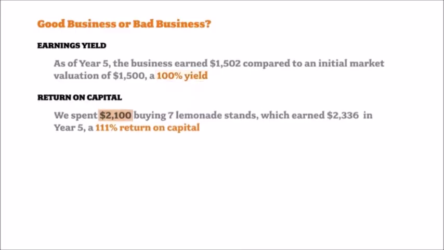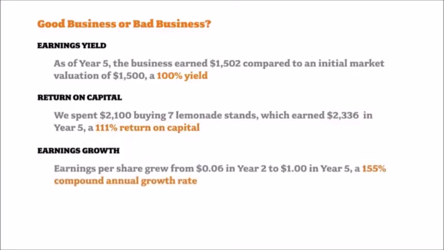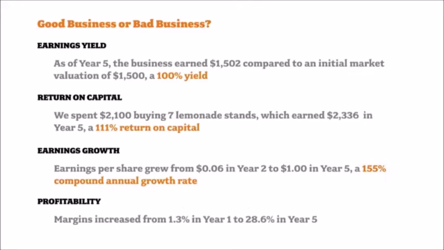We spent $2,100 in capital building lemonade stands, and we earned $2,336 in year 5 on the capital we invested. That's over 100% return on capital. That's a very attractive return. Earnings have grown at a very rapid rate, 155% per annum. This is really a growth company, and our profitability has gone from 1.3% to 28.6% by year 5. And that sounds pretty attractive, and it is.